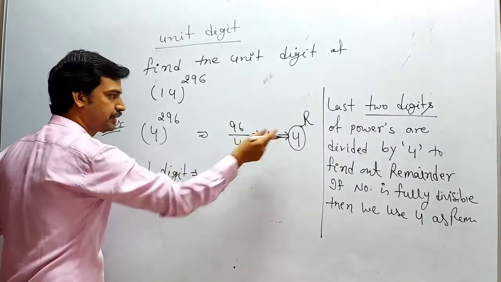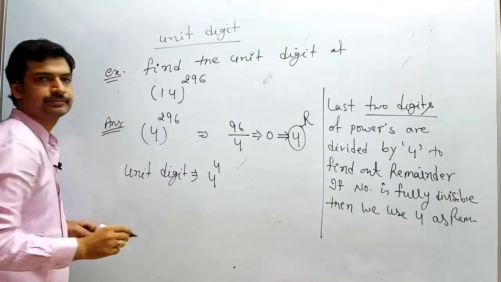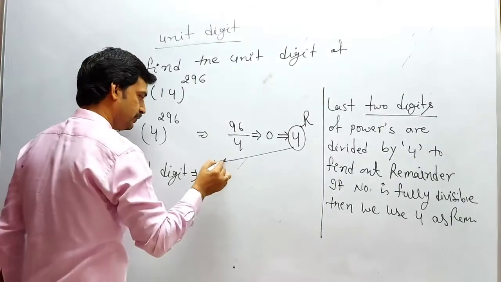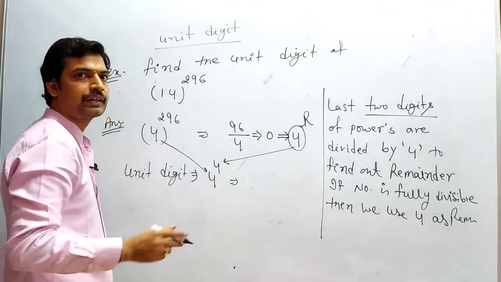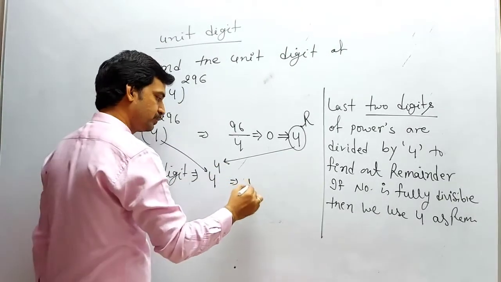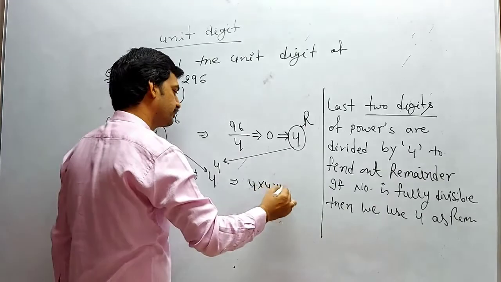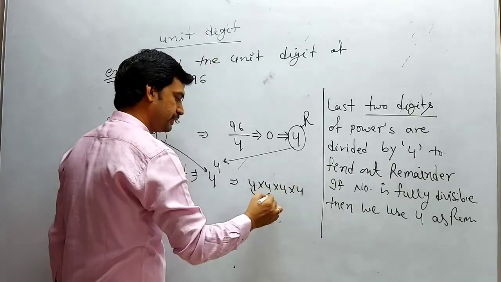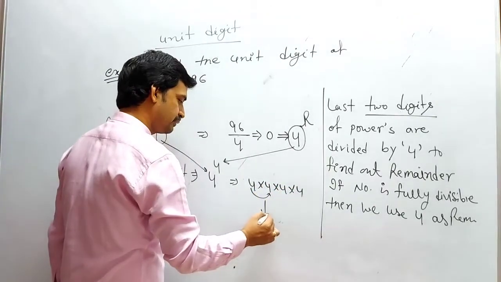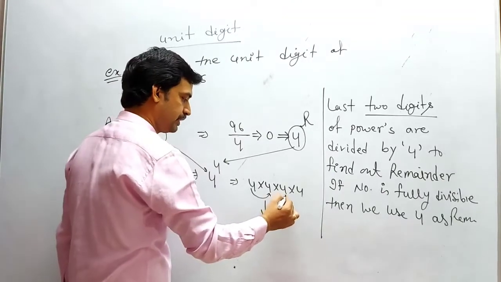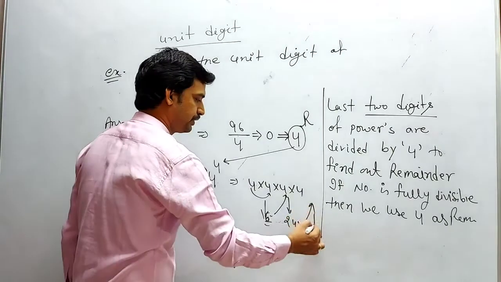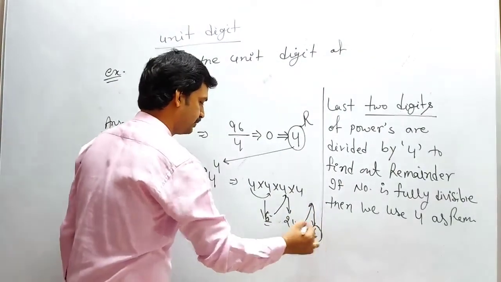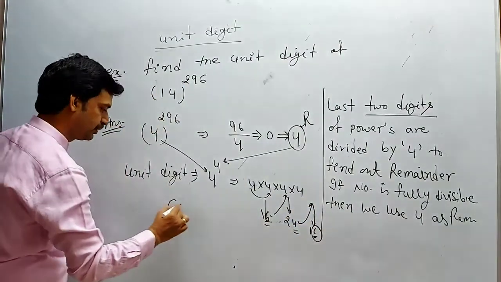4 raised to 4. Clear? This is this one and this is this one. 4 raised to 4, you need not find out the overall value of 4 raised to 4. Just do one thing: 4 into 4 into 4 into 4. 4 fours are 16. 16 means what? 6. 6 fours are 24. 24 means what? 4. 4 into 4 is what? 16. 16 means what? 6. So our answer is what? 6.